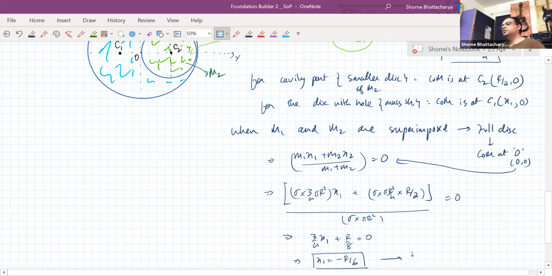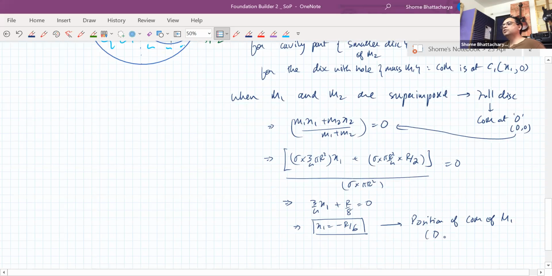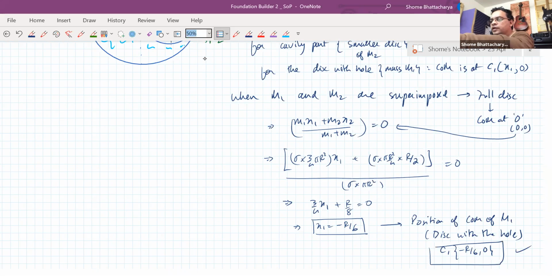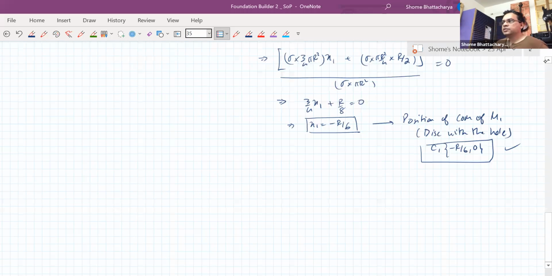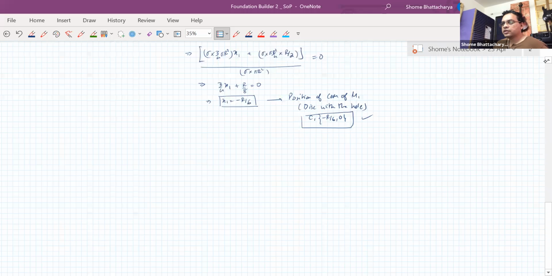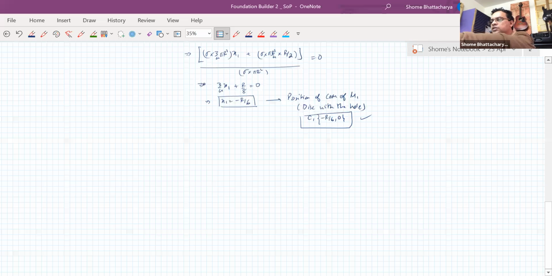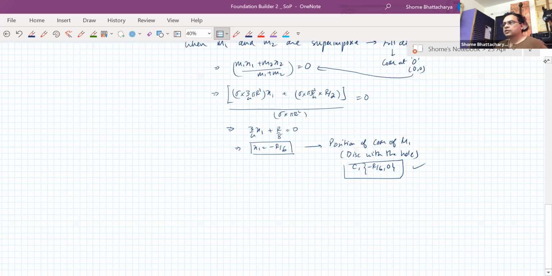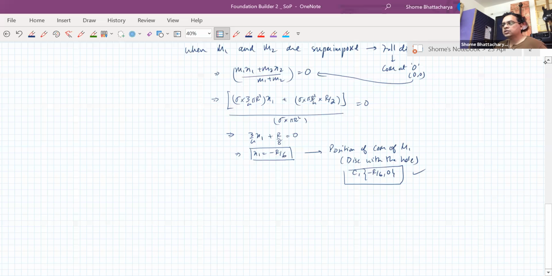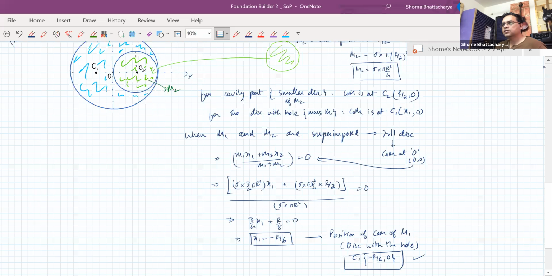So the position of the center of mass of the mass M1, which is the structure that we're looking for, a disk with the hole, is coming out to be at minus r by 6 comma 0 on the x-axis. So that becomes our final answer. I'll just minimize this a little and go through the steps very carefully. We will see other examples also as we go along, because this general method of superposition is pretty important in physics. Center of mass is a good chapter to start understanding the application of this general method.